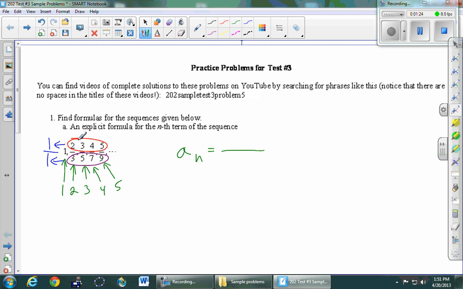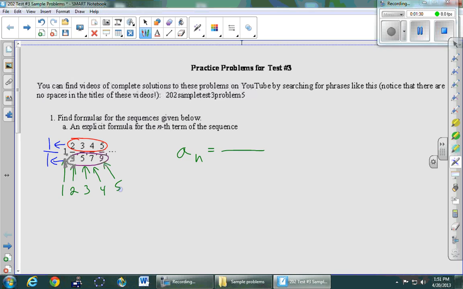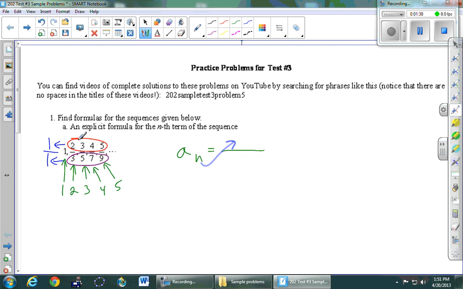So looking at the numerators, I see here that the 5th numerator is a 5. The 4th numerator is a 4. The 3rd numerator is a 3. The nth numerator is going to be an n. And then downstairs a little bit more work, but let's do it. So downstairs, the 5th term gives me a 9. The 4th term is a 7. The 3rd term is a 5.